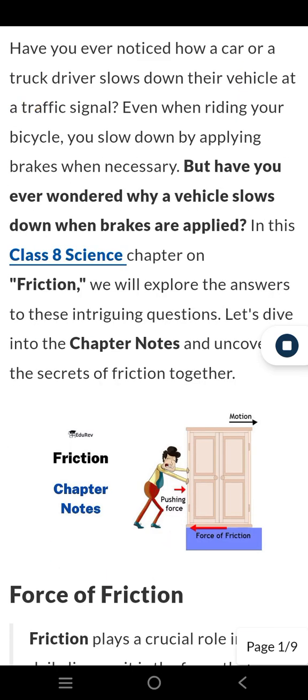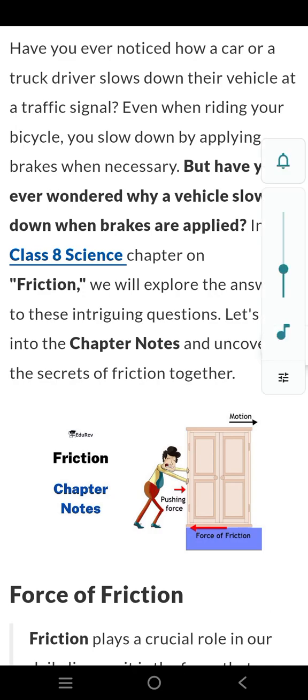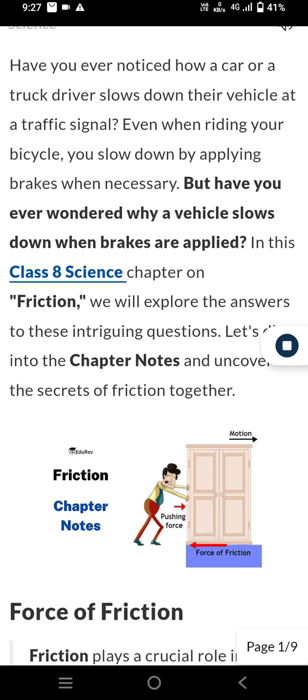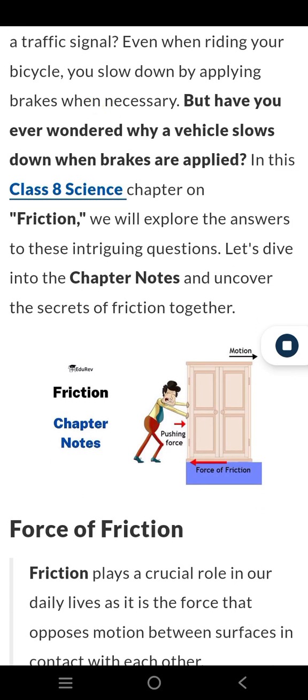Have you ever noticed how a car or a truck driver slows down their vehicle at a traffic signal? Even when riding your bicycle, you slow down by applying brakes when necessary. But have you ever wondered why a vehicle slows down when brakes are applied? In this Class 8 Science chapter on friction, we will explore the answers to these intriguing questions. Let's dive into the chapter notes and uncover the secrets of friction together.